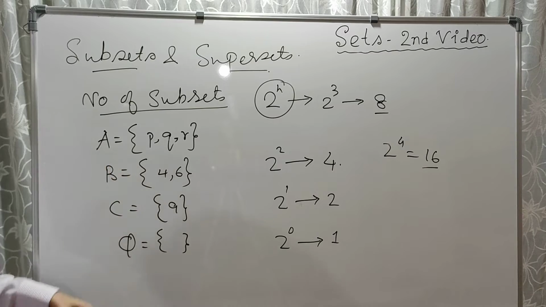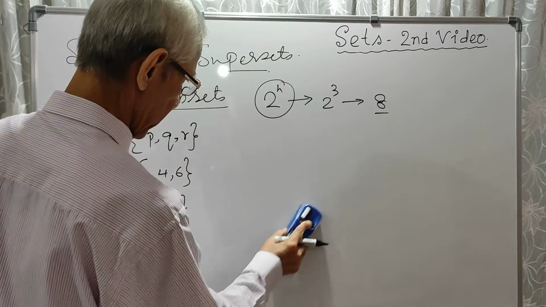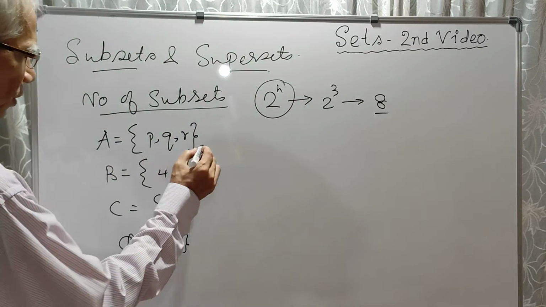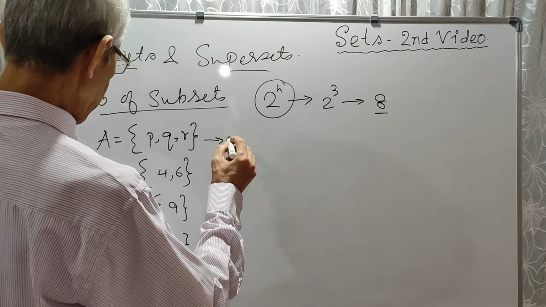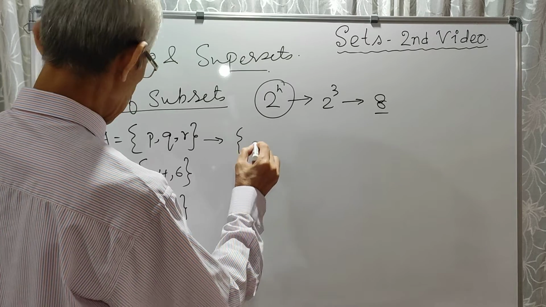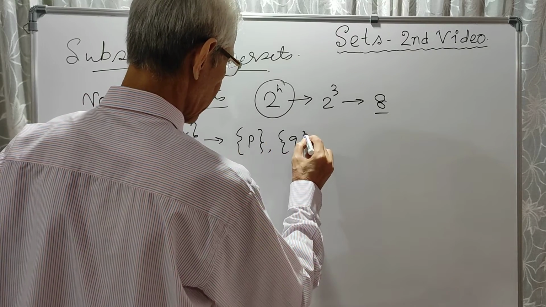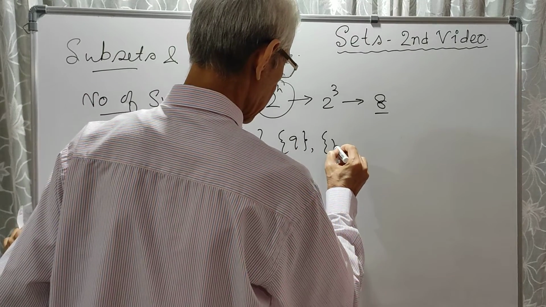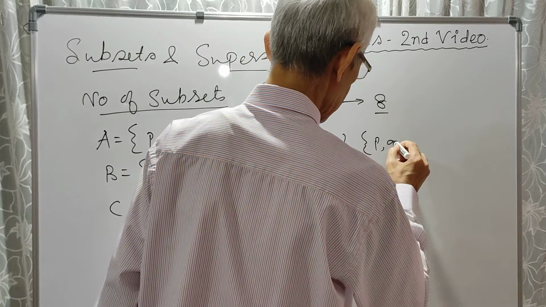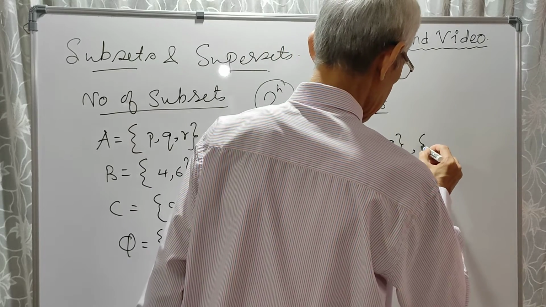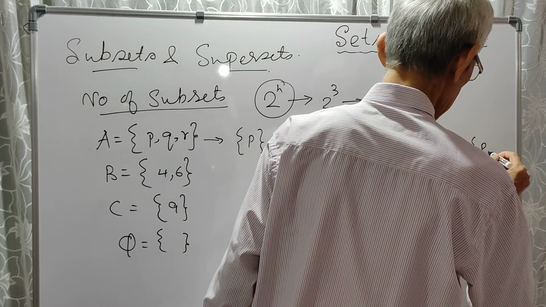Now, let us see which are the subsets of these sets. Suppose this, let us see the subsets. It is supposed to have how many subsets? 8. Now, which are the subsets? This is the first subset. This is the second subset. This is the third subset. Then PQ, then QR, then PR.